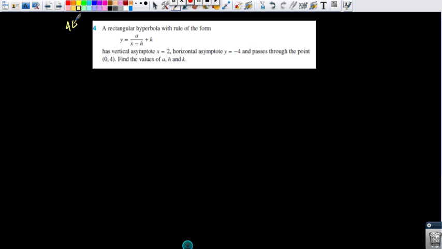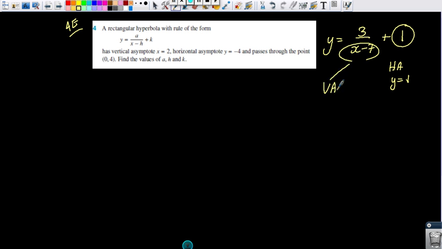So we just got a last minute request with 4E, question 4. Rectangular hyperbola of this form. Now, what we know about this, if we had something of y equals, let's go 3 over x take 7, plus 1, we know that this gives me my horizontal asymptote. This gives me my vertical asymptote. It would be x equals 7. Do you agree?